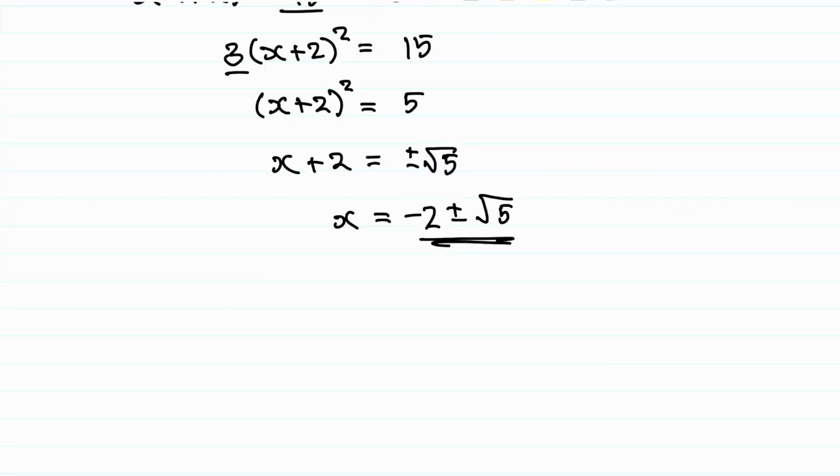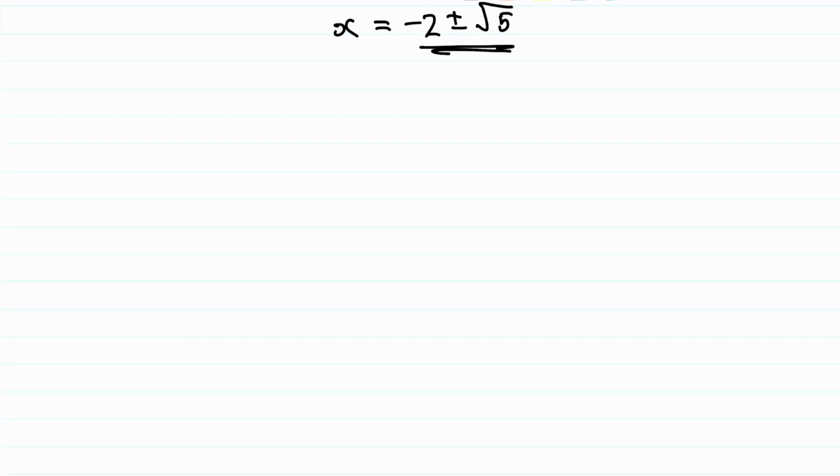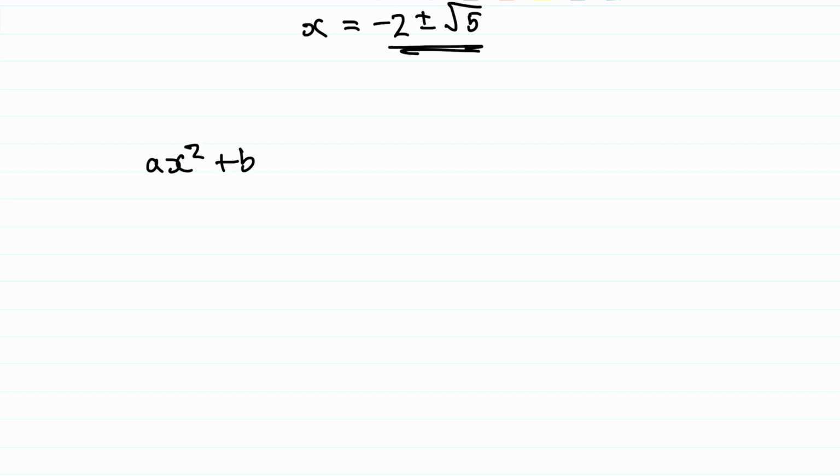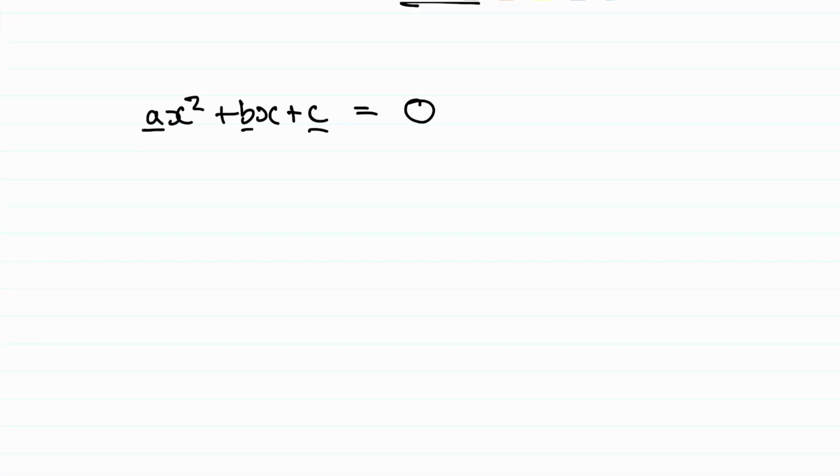And now if you want a bit of extension or a bit of a challenge, you can try and derive the quadratic formula by completing the square. Let's use our general formula for a quadratic equation. So if we had ax squared plus bx plus c is equal to 0, we could complete the square on this, and hopefully we should get out at the end the quadratic formula.